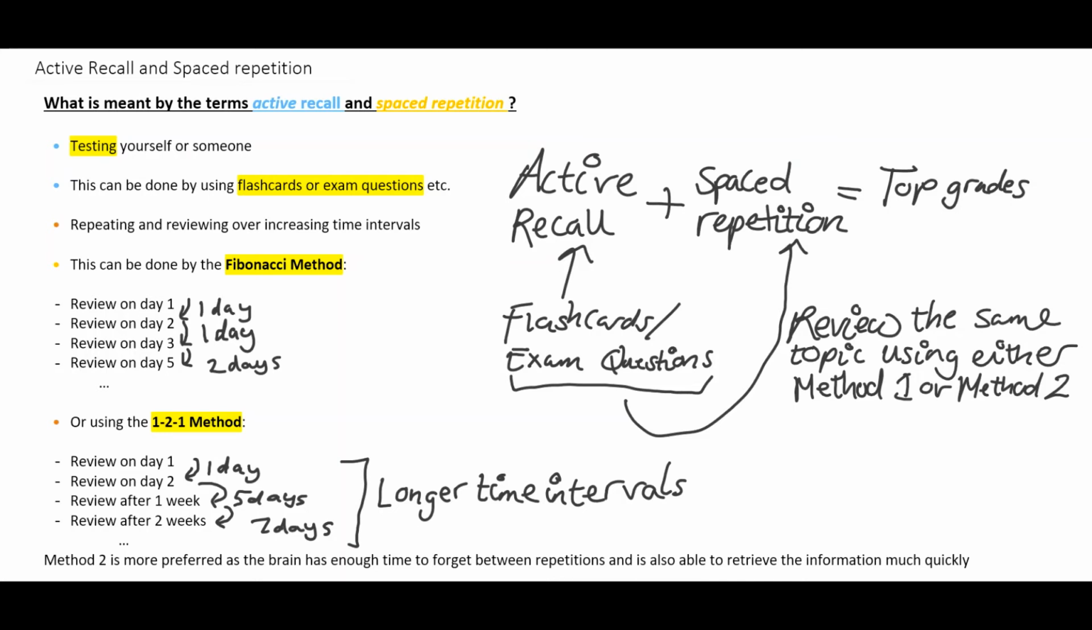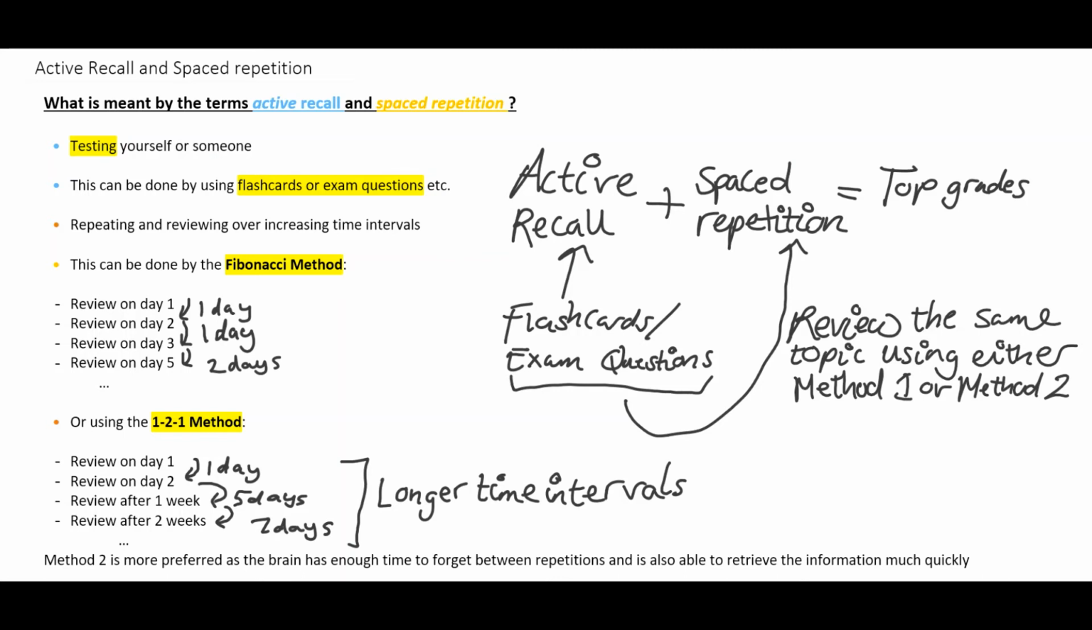So how can you use active recall and spaced repetition together? If you were to use active recall and spaced repetition together, you would definitely get top grades. There's no doubt about that. And what you can do is, for example, let's say you're using method 1, the Fibonacci method, and you're testing yourself, which is active recall, and you're using flashcards.